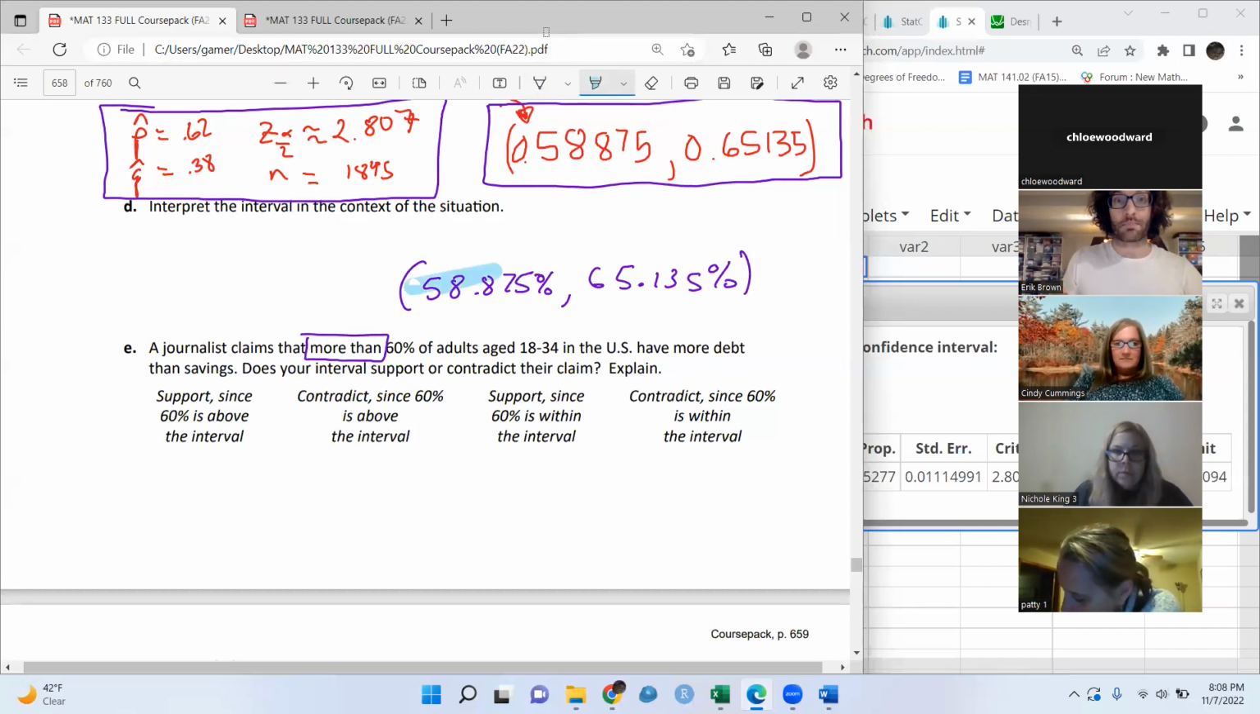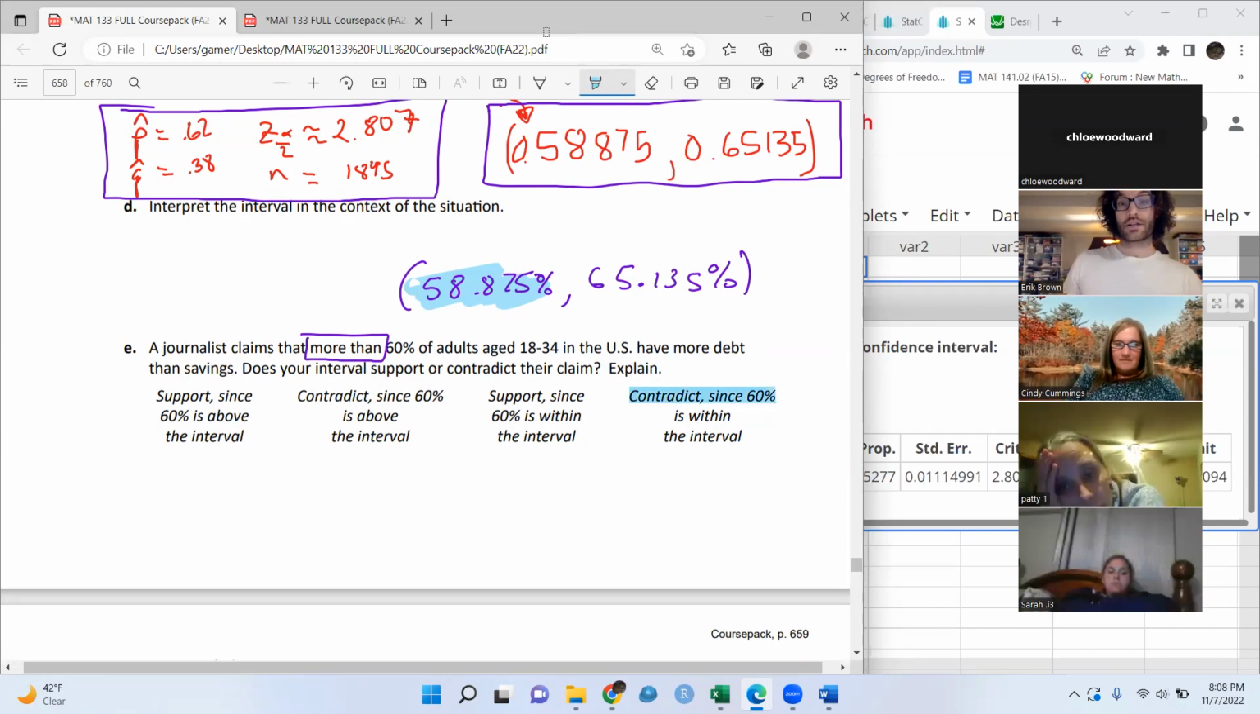This tells us that it's possible the percent is 58 or 59, which is a number smaller than 60. So when the claim is more than, you're looking at the lower limit. When the claim is less than, you're looking at the upper limit. So in this case, it's a contradiction because 60% is within, not below the lower limit.